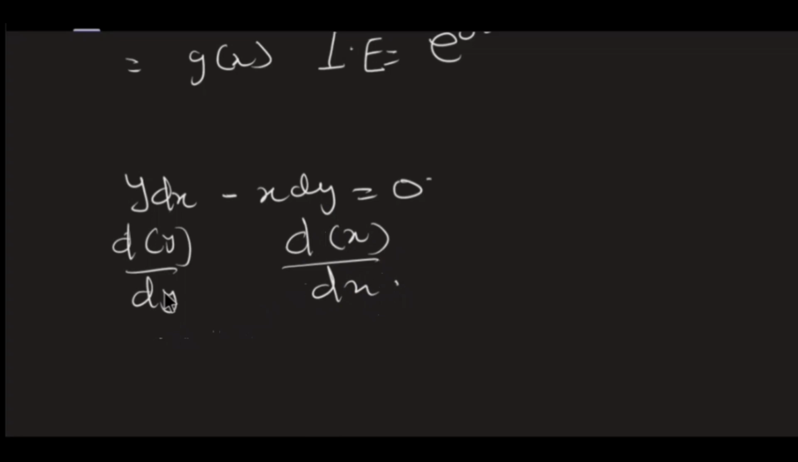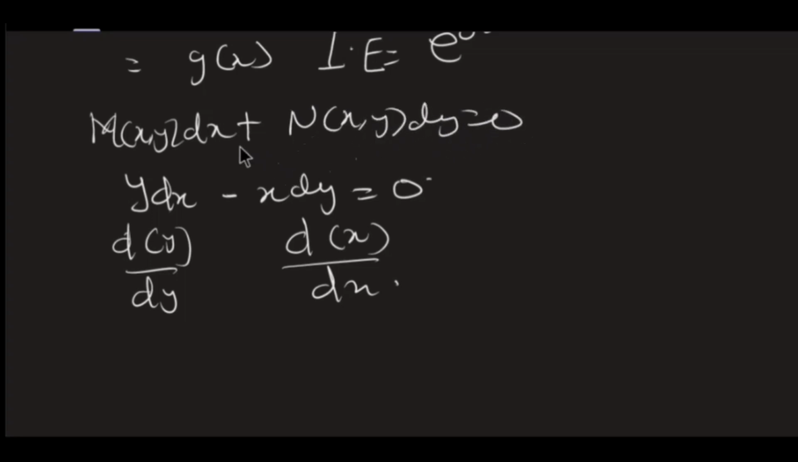In these two situations, you realize that the standard form for our exact is M of xy dx plus N of xy dy equals 0, meaning the sign here is plus. In our situation, the sign here is minus. For that reason, you add a negative sign to this side. So you realize that this will give me 1, this will give me negative 1. They are not equal, hence our equation is not exact.